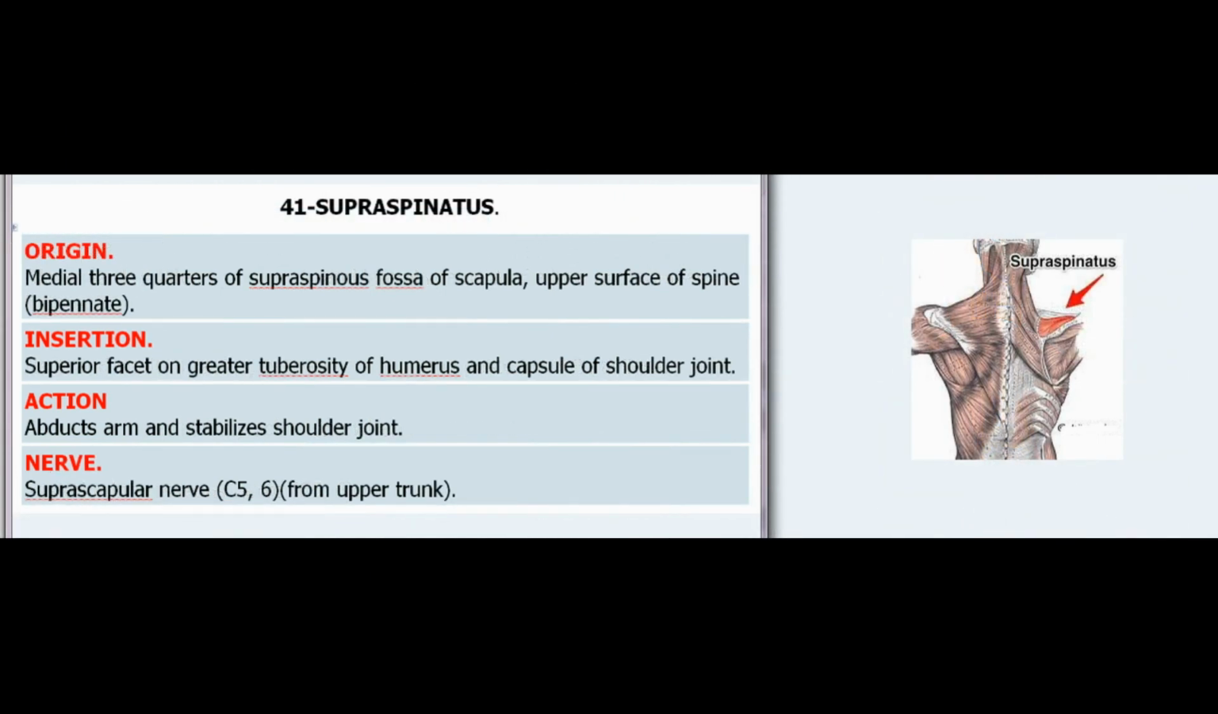41. Supraspinatus. Origin. Medial 3/4 of supraspinous fossa of scapula, upper surface of spine, bipinnate. Insertion. Superior facet on greater tuberosity of humerus and capsule of shoulder joint. Action. Abducts arm and stabilizes shoulder joint. Nerve. Suprascapular nerve, C5, 6, from upper trunk.